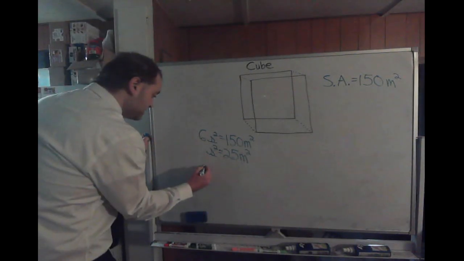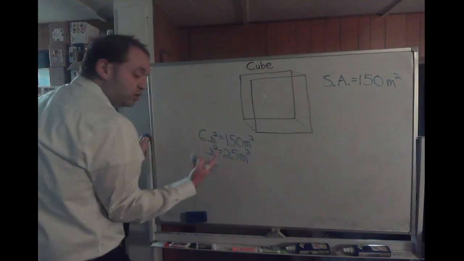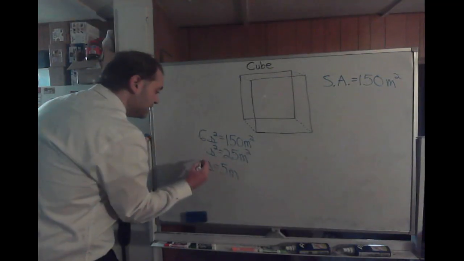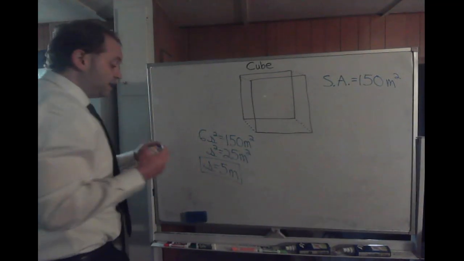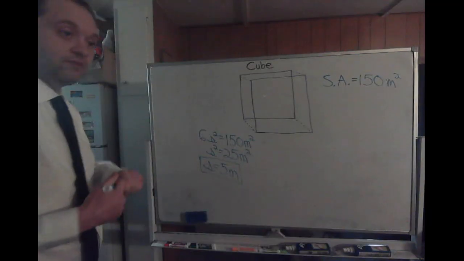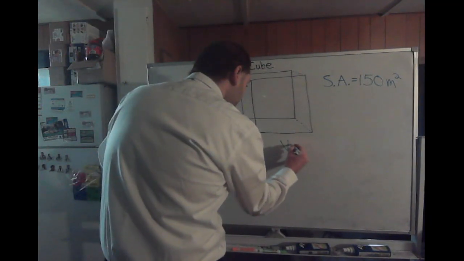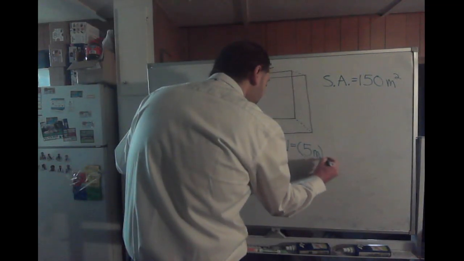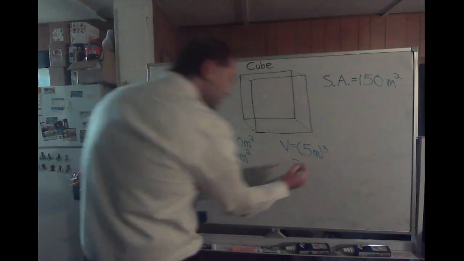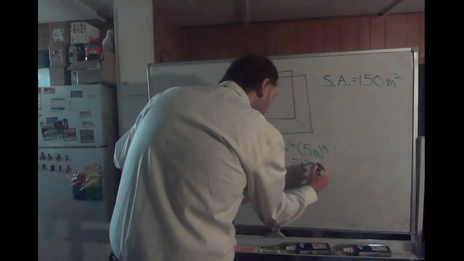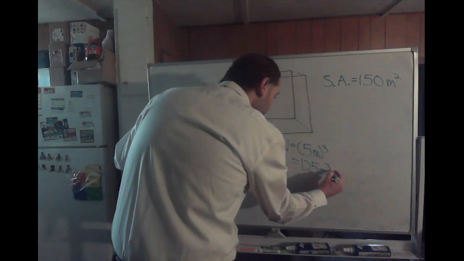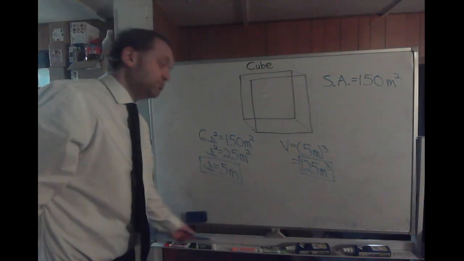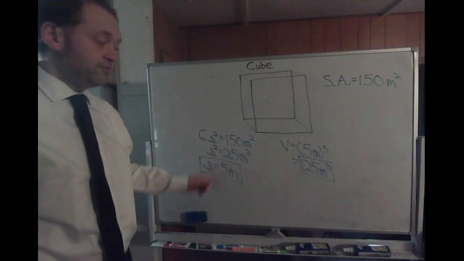And then, of course, to find the side, you just take the square root of both sides, only the positive square root, since we're talking about lengths. The length of the side would be 5 meters. So now we know the length of the side, we can proceed to find the volume. The volume, of course, is just taking your side length of 5 meters, raising that to the 3rd power, which 5 to the 3rd is 125. Meters to the 3rd is just that. So the volume of this cube is going to be 125 cubic meters and a side of 5 meters.